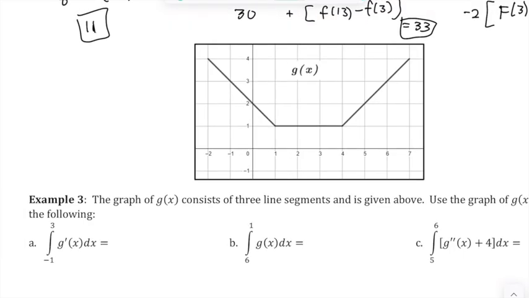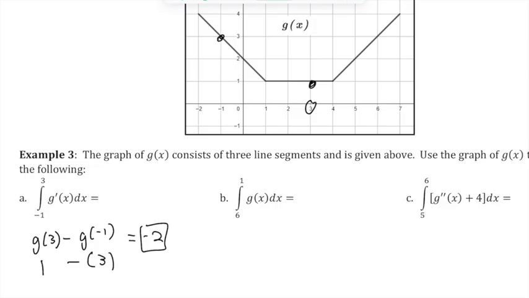Okay, our last example. So we're going to just do this with graphical representation. So 3a, once you take the integral of a derivative, those cancel out. So this is just going to be g of 3, subtract g of negative 1. And so the function at 3 is going to be 1 minus, and the function at -1 is going to be 3. So this all equals -2.